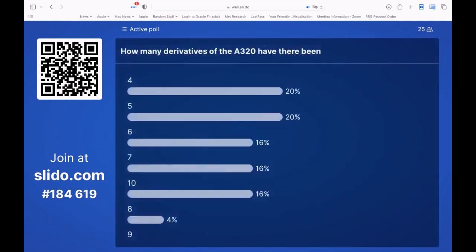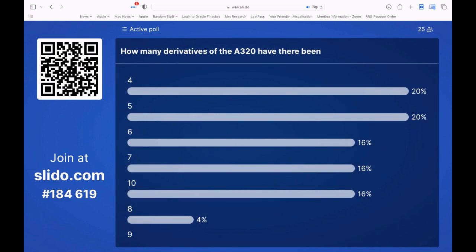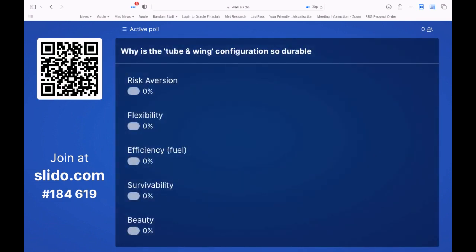Okay. A320 derivatives. Six or seven, depending on how you count. And the reason I say depending on how you count is, do you count the original or not? Yeah. Okay. And we do need to get out of here. This is the last one.